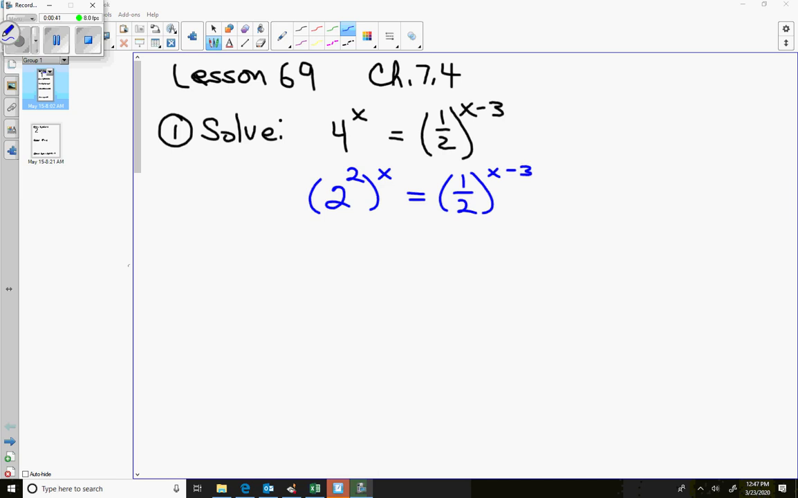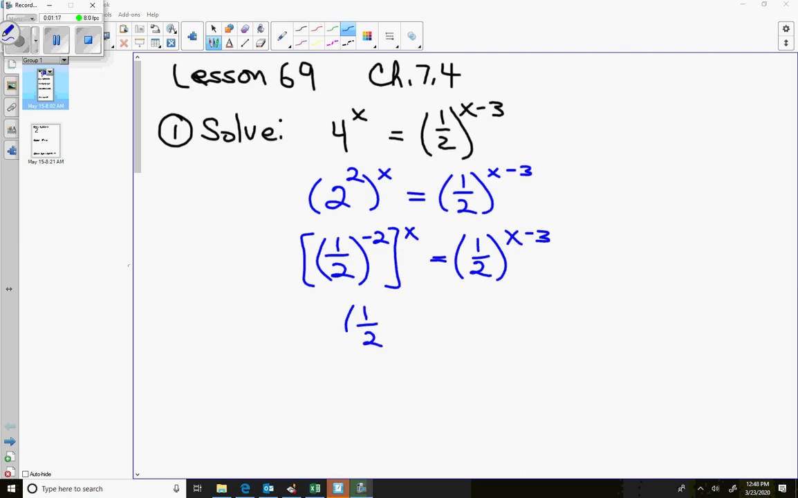Bases are still not the same. So I could rewrite now this 2 as 1/2 to the power of -2, because when you move it, you change the sign of the base, you change the sign of the exponent, all still to the power of x. And now when you clean this up, a base to an exponent, the rule is keep the base, multiply the exponents.